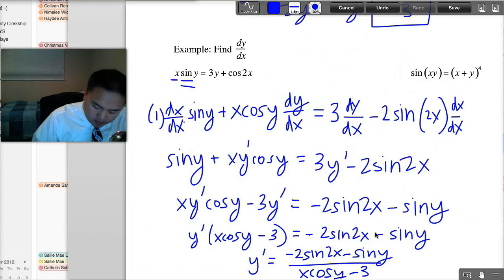So really that's all the time I have. I just want to introduce to you the concept of implicit differentiation.